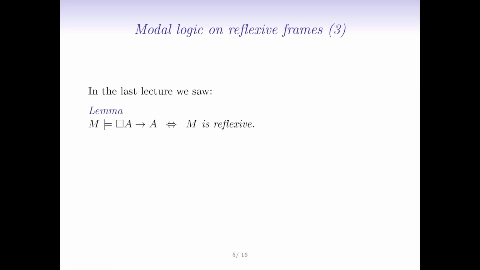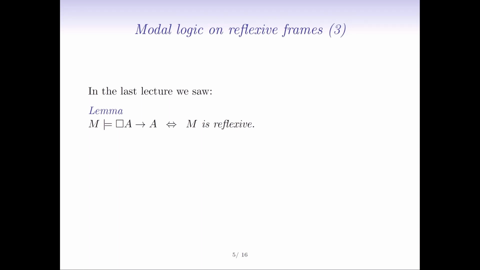Okay, so just getting up to what we saw in the last lecture, remember that we considered the formula box A implies A, which says that if A is necessary, then it is true. Or another way to think of it is, if A is true at all accessible worlds from the current one, then it is true at the current world as well. And we saw that that is a valid formula in a given frame if and only if that frame is reflexive. Reflexive meaning that the accessibility relation is reflexive in that every world is accessible from itself.